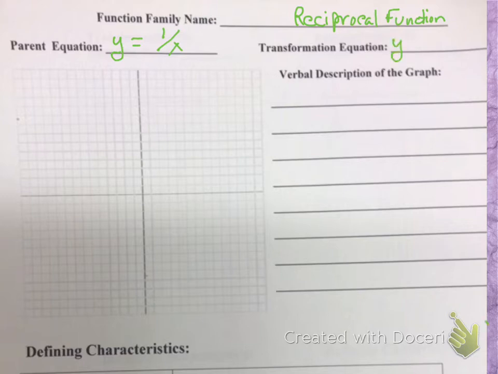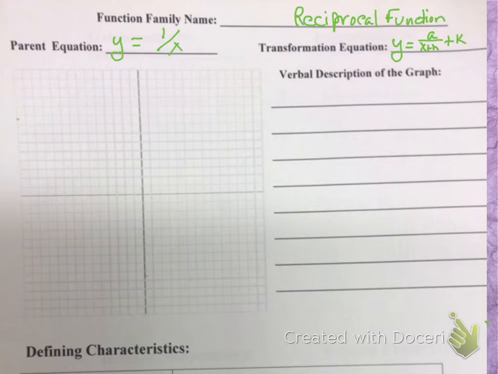And the transformations are going to look like this. y equals a over (x plus h) plus k. And our transformations will follow the same transformations we've been using for all of our functions. The reciprocal function is a little different than all the other functions we've looked at.